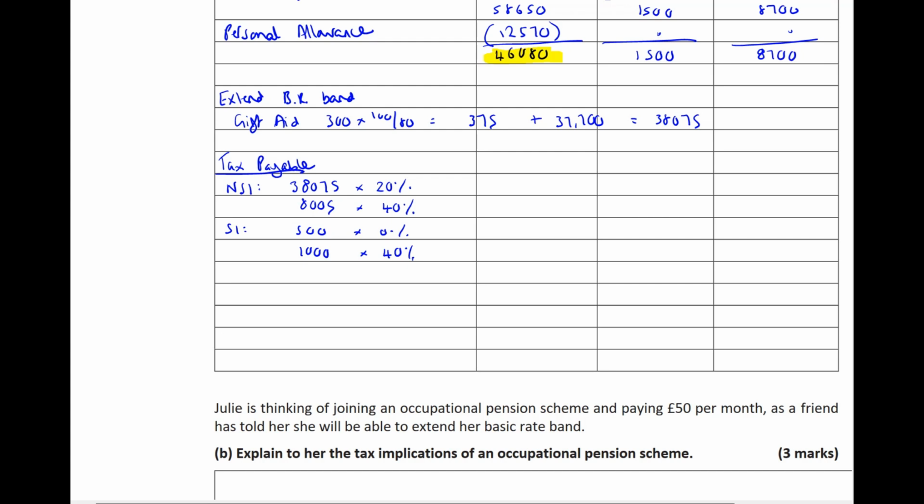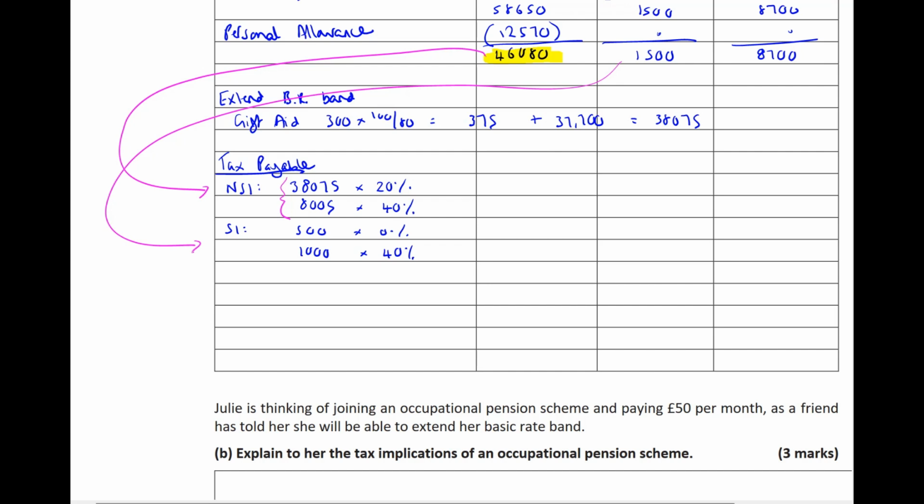And the other benefit of laying it out like this is it sort of focuses you, because you know for the non-savings bit you've got to be taxing 46,080, and you know that for the savings bit you've got to be taxing 1,500. So at each step you can check, did I get all that? Did I tax all that?